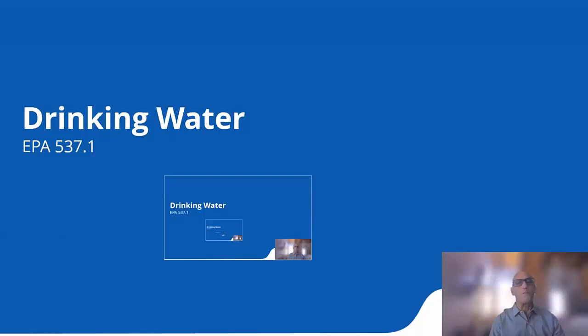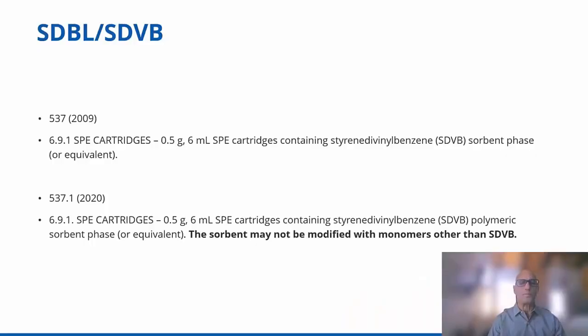There are two prescriptive methods for drinking water. The first is EPA 537.1. EPA 537.1 has two iterations. The original 537 method was promulgated back in 2009. The SPE sorbent listed in the monograph was SDVB, styrene divinylbenzene, with equivalency.